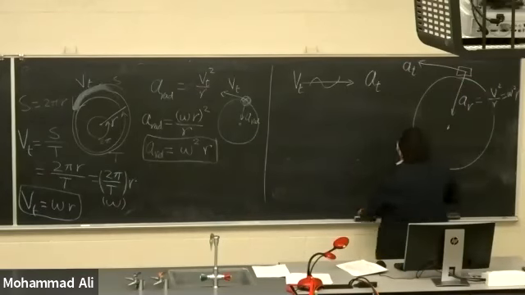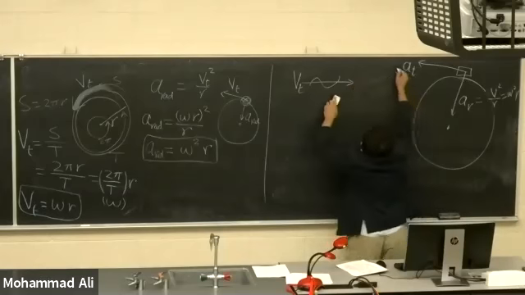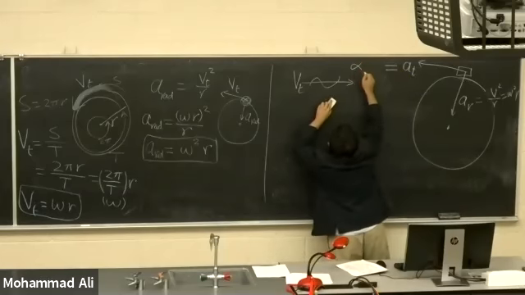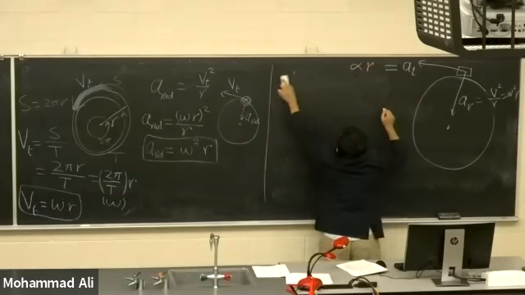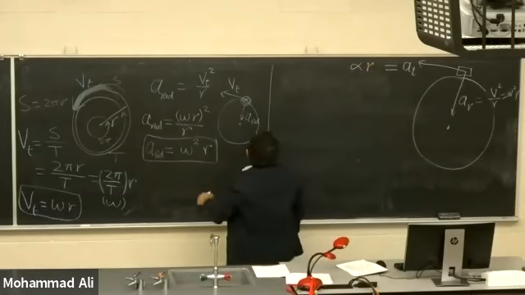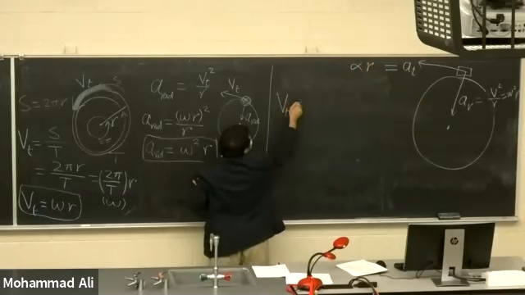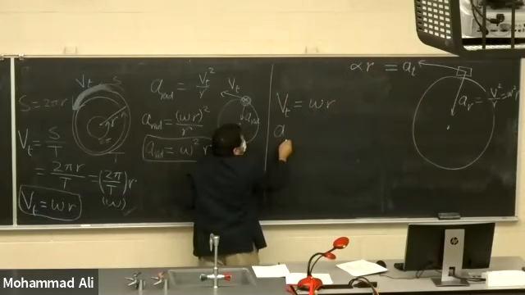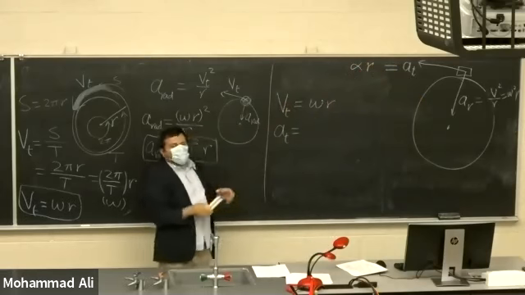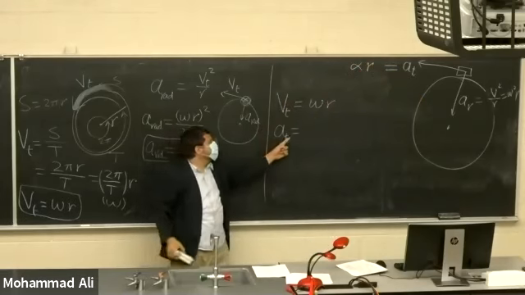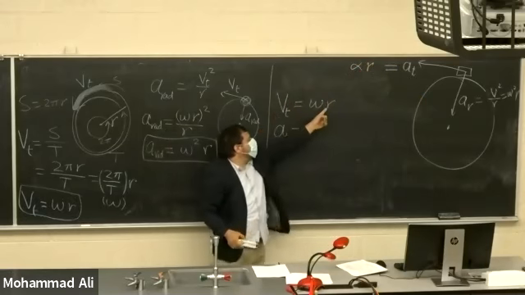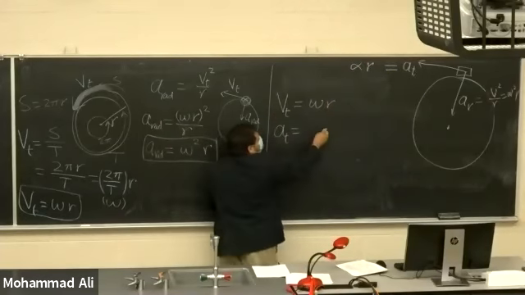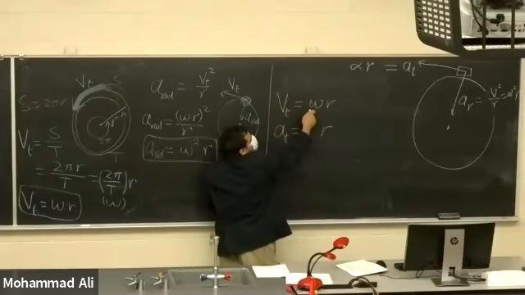And this acceleration can be written as alpha multiplied by R. Now we have V tangentially is equal to omega R. And the acceleration tangentially is the time derivative of the velocity. We need to derive this with respect to time. The radius is constant, and the derivative of omega is alpha.